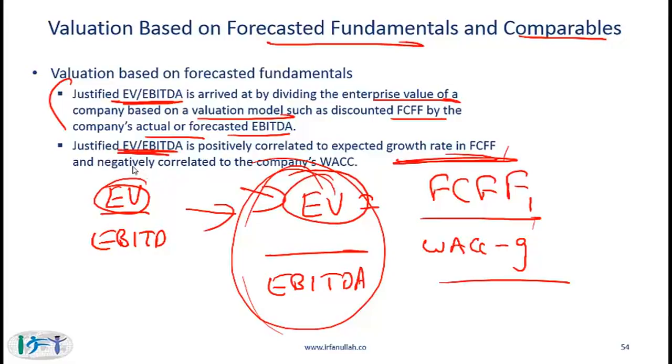All right, now the justified EV to EBITDA is positively correlated to expected growth rate in FCFF. What does this mean? This is a standard concept that we've discussed before. If the growth rate is relatively high, then what will happen to the justified multiple? The justified multiple will be relatively high, and negatively correlated with the cost of capital. So if the cost of capital is relatively low, then obviously our multiple will be high. Again, this is the justified multiple, the multiple justified based on the fundamentals.